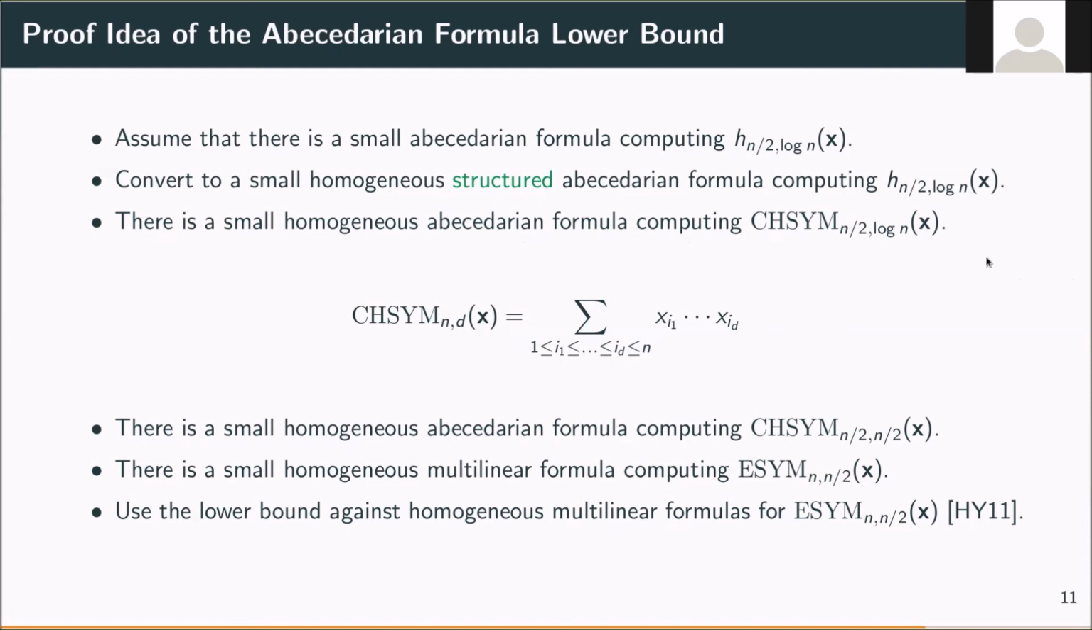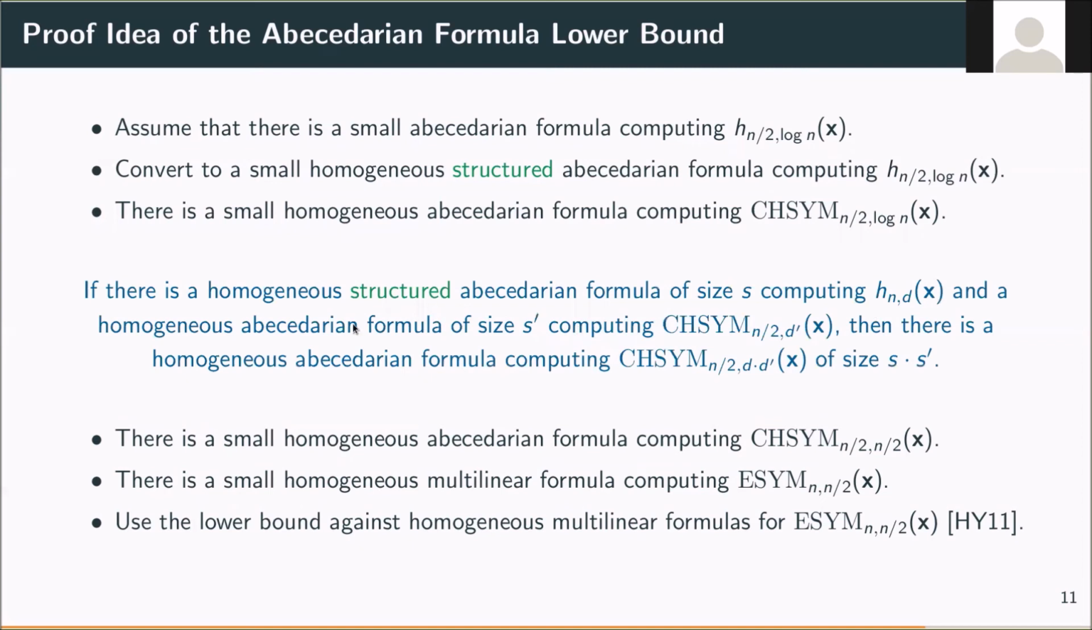Now what we have is a small homogeneous ABCD formula computing CH-sim n by 2 log n. But what we want is a small homogeneous ABCD formula computing CH-sim of degree n by 2. So how do we get from here to here? Here's where the structured homogeneous ABCD formula computing a hard polynomial comes in. So this is the crucial lemma that we prove.